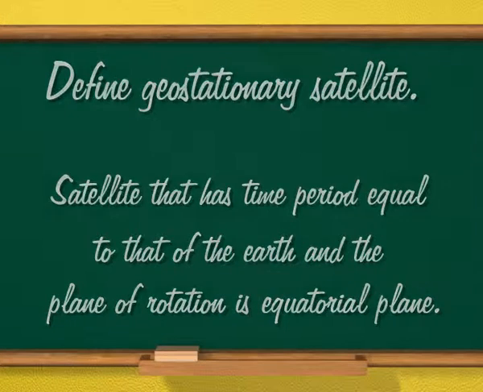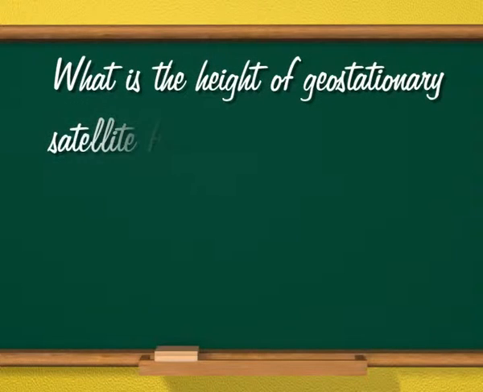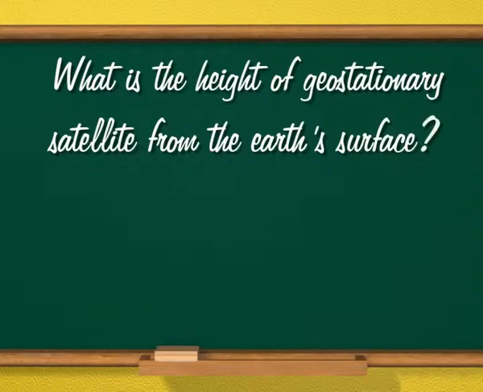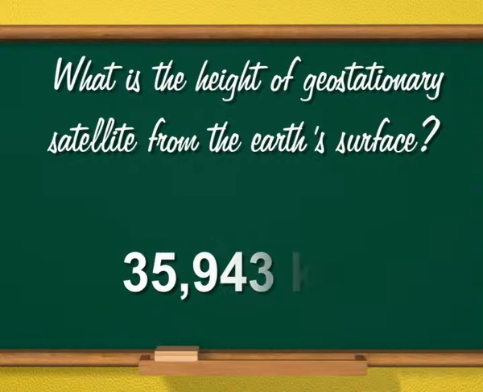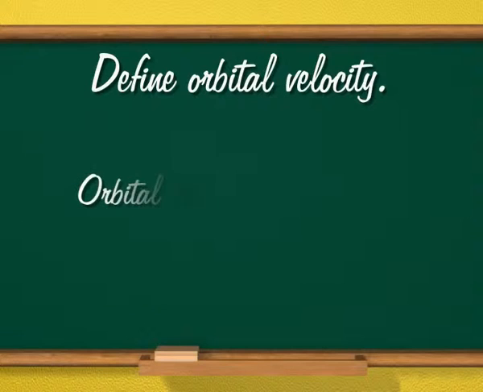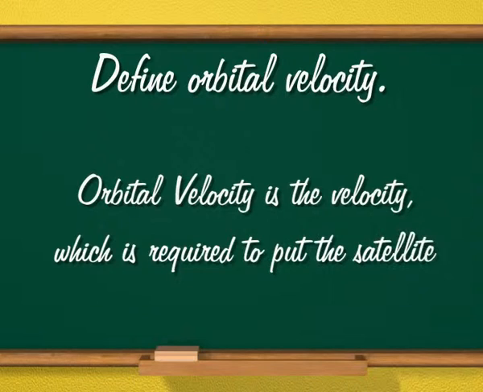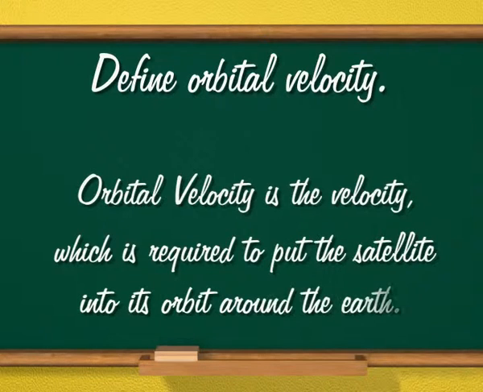The next question, what is the height of a geostationary satellite from the Earth's surface? Yes, it is about 35,943 kilometers. The next question, define orbital velocity. Its answer is, orbital velocity is the velocity which is required to put the satellite into its orbit around the Earth.